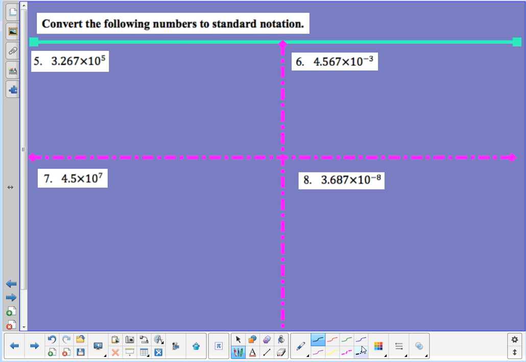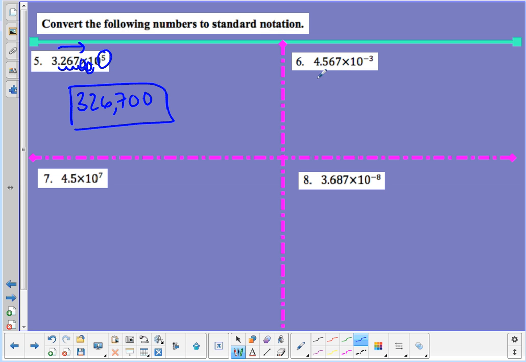So I take a look at my power. That tells me how many places to move the decimal. I'm going to move it 5 times. Since this is a positive 5, that tells me I'm going to end up with a really big number. If I'm ending up with a really big number, I need my decimal point to move to the right. So it goes to the right 5 times. There's 1, there's 2, there's 3. I need 2 more. I fill those in with zeros. 3, 2, 6, 7, 0, 0.